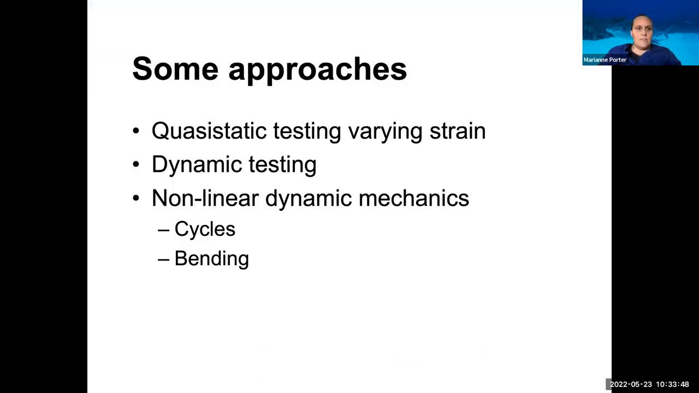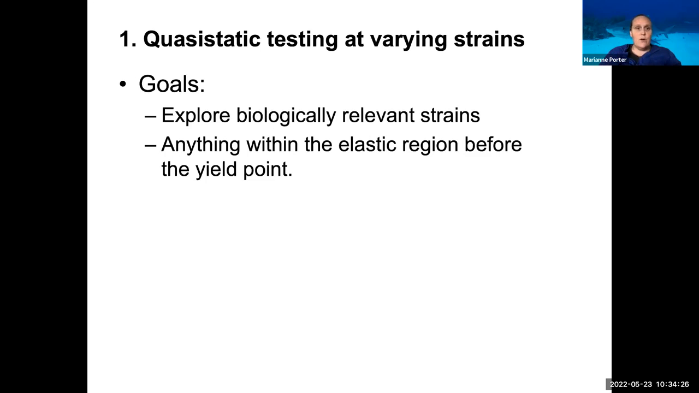More specifically, I'm going to tell you a little bit about some of the quasi-static testing I've been doing, varying strain, some dynamic testing, and then a little bit about the nonlinear dynamic mechanics. So the dynamic testing and the nonlinear dynamic mechanics, of course, we're talking about cycling our testing. I did it in bending, but anytime you're looking at cyclical testing, this would probably work for you. And so when we're thinking about viscoelastic materials, we're thinking about materials where strain and strain rate will be important. So first off, we'll talk about the quasi-static test.